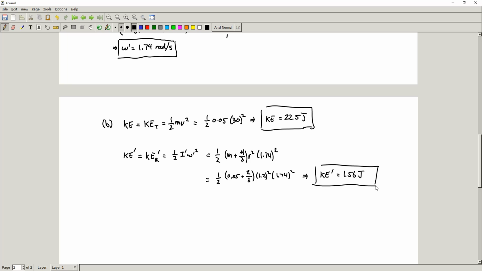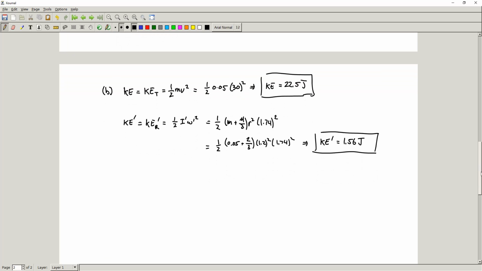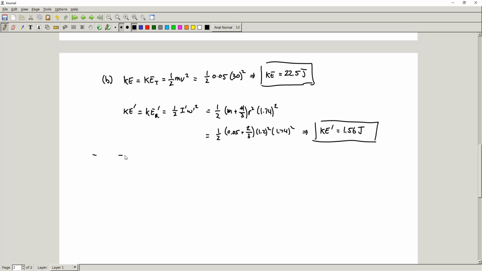And so we can see here that yes, a bunch of kinetic energy is lost in that collision, and it is in fact lower, obviously, after the collision. All right, so part C. I think I have numbers. I do. So let's do part C here.